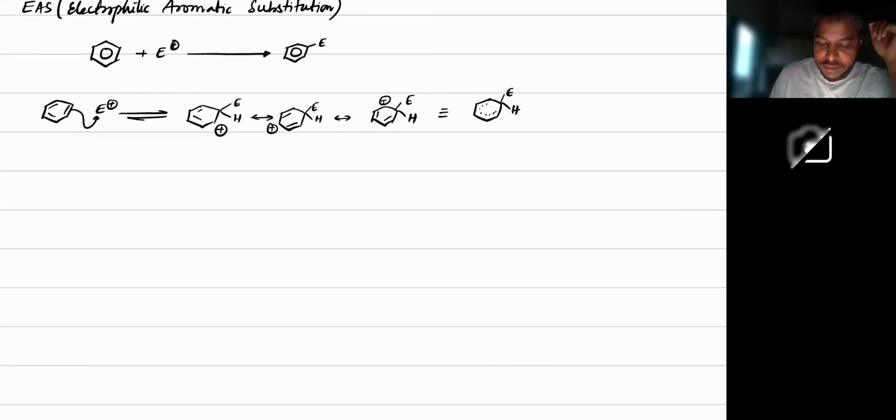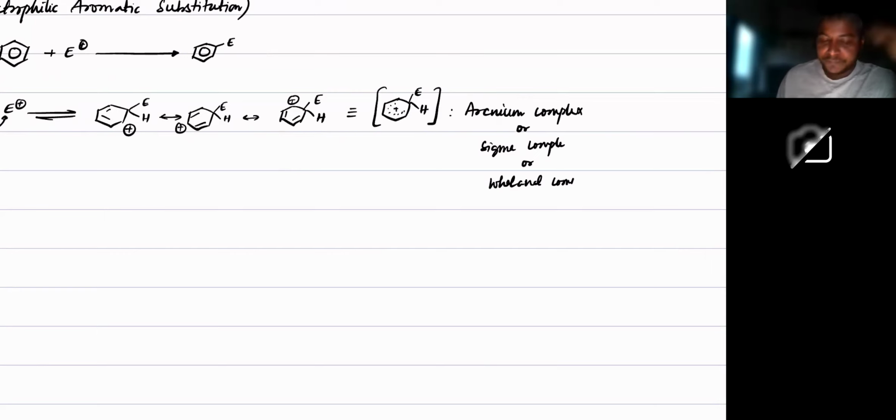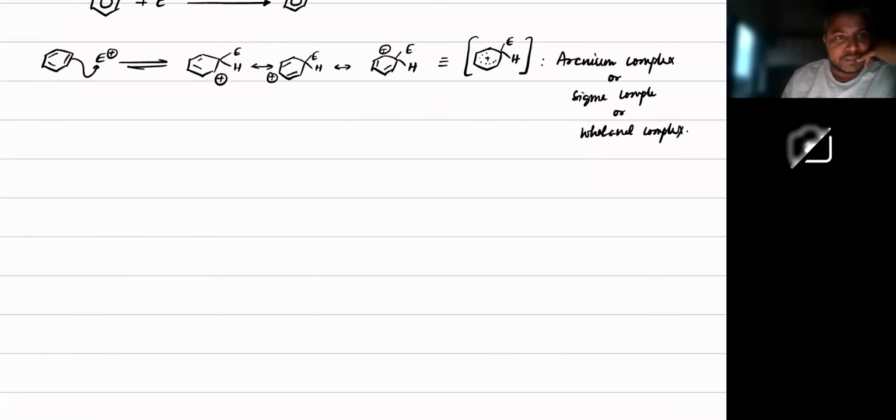So this is the intermediate, and this intermediate is called as arenium complex here, or sigma complex, or Wheland complex. It is also called as Wheland complex. Got it? So this is the name of the complex here.